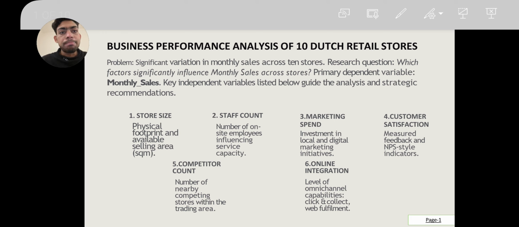My project looks at the performance basically of 10 Dutch retail stores, and I noticed that monthly sales actually differ a lot from one store as compared to another, and also some stores consistently perform better than others. And because of that, I was asked a simple question. The question is, what actually drives these differences in monthly sales?